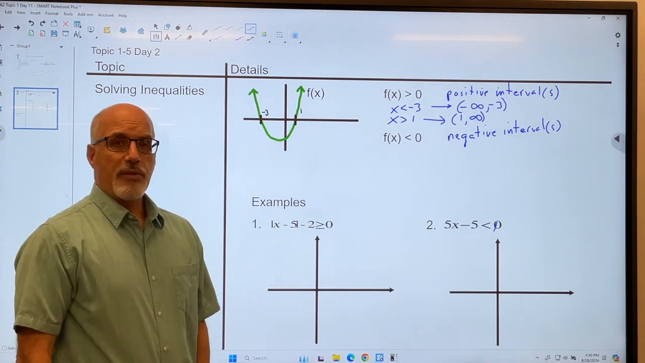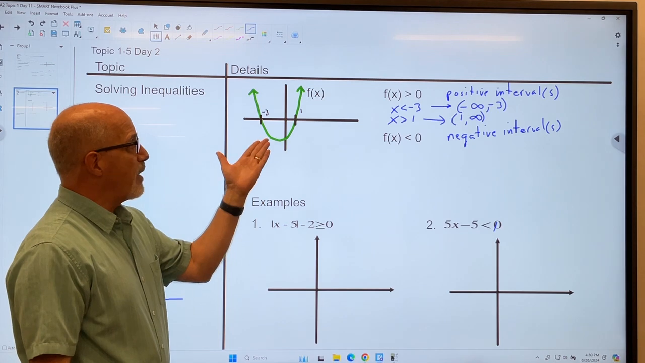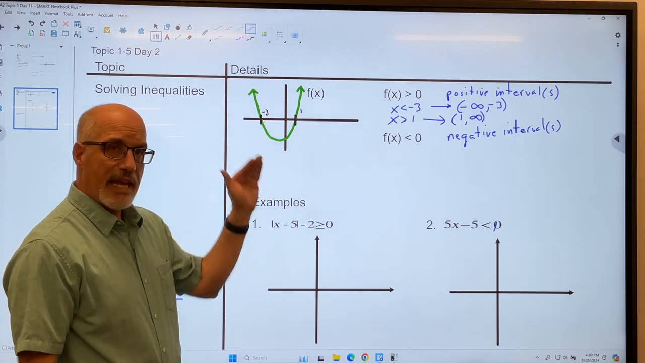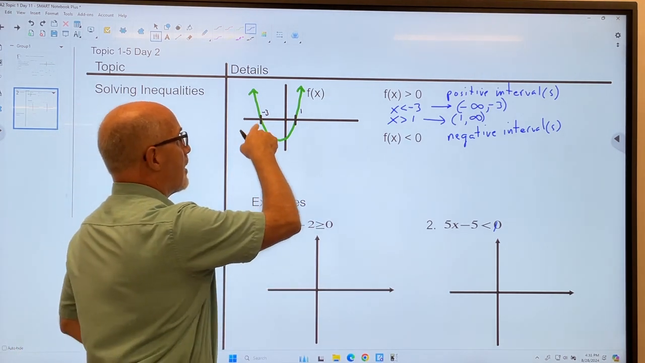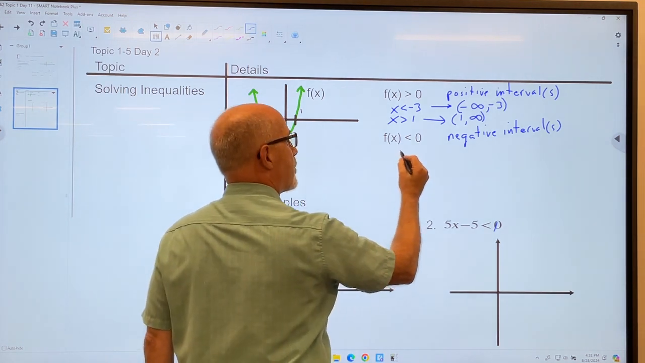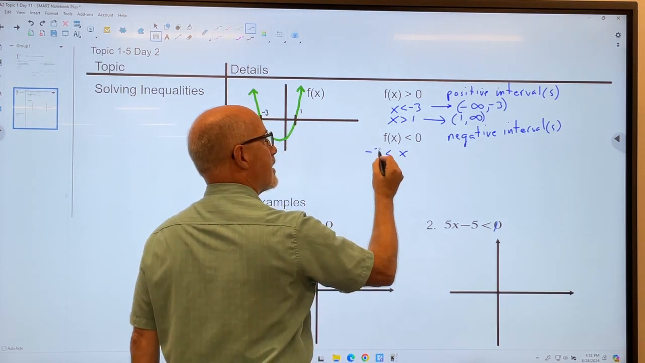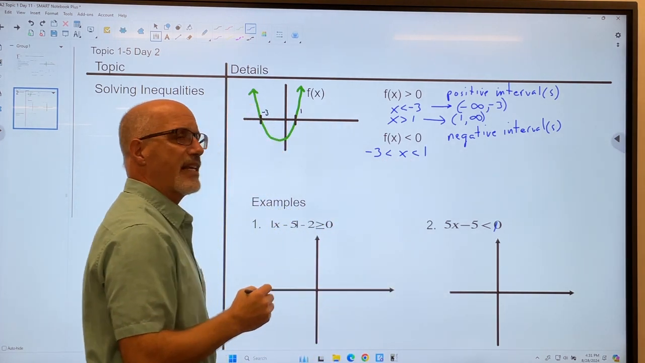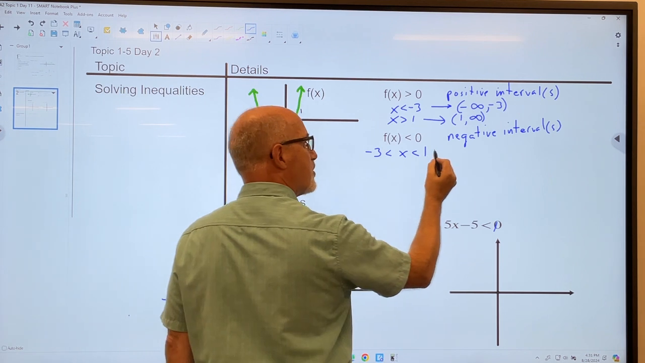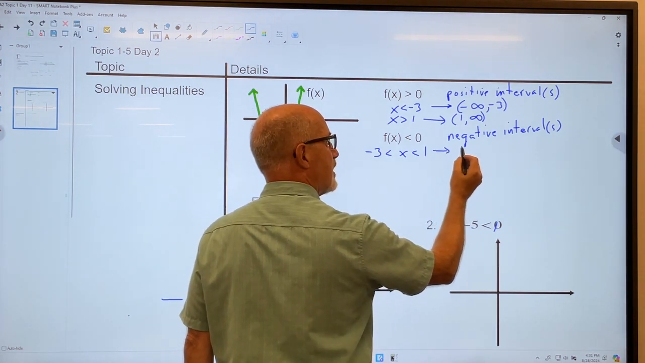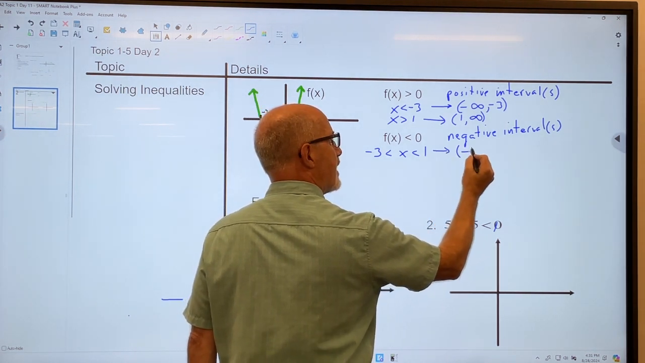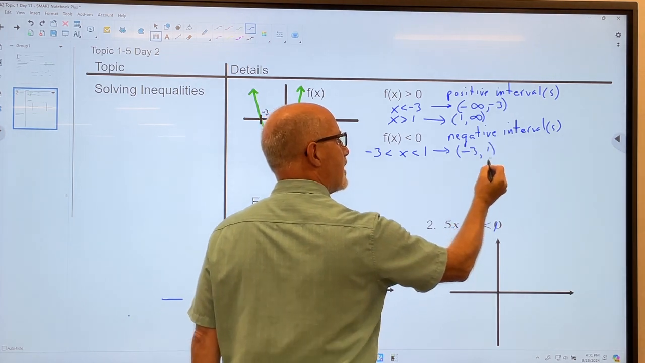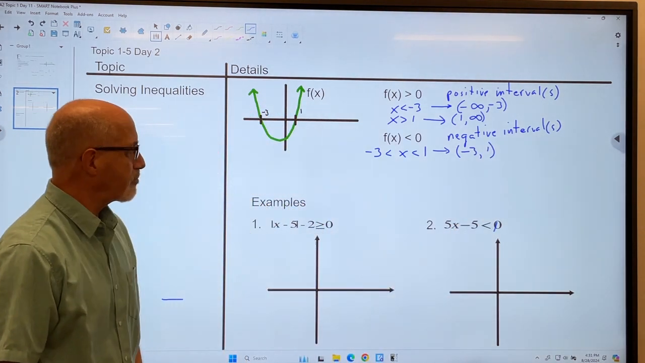Okay, we'll do the same thing with the negative intervals. If we're looking for when this is going to be negative, this part here from -3 to +1 is when we have a negative interval. So that turns into an interval in interval notation, -3 to 1, between those two.